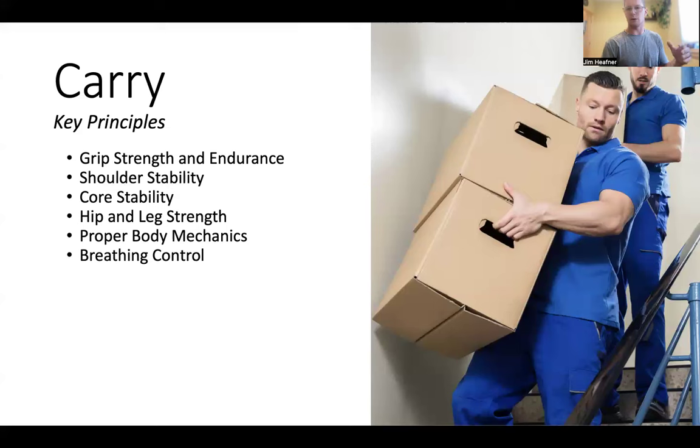Core stability, as with all of these, we need to be able to hold spine neutral position. And I say neutral, this is going to change as you're changing your carry, or if you have to bend down to pick something up to carry it. But on that carry, I want core in, shoulder blades pulled back, chest upright, where you can hold that strong grip carry position. Proper body mechanics, breathing control.